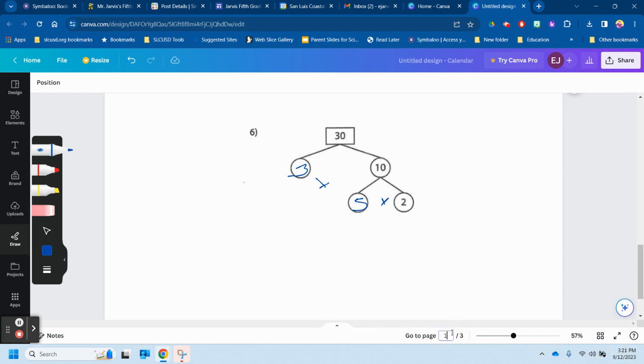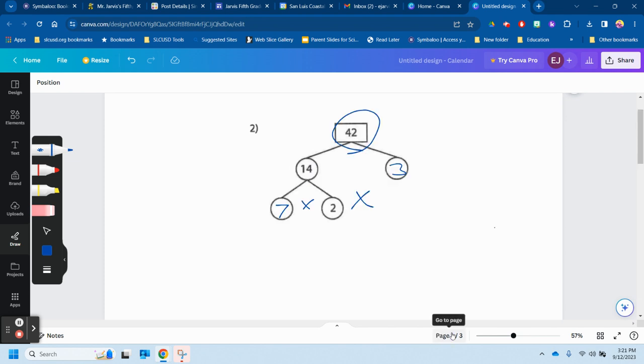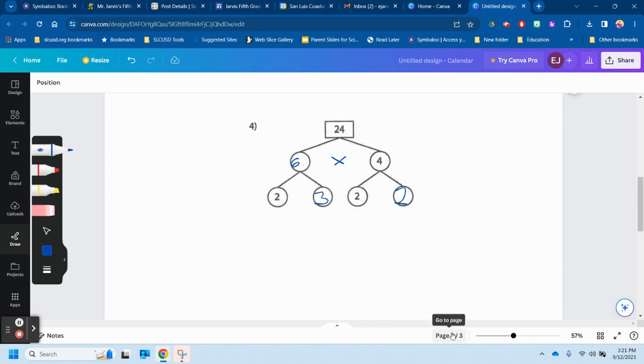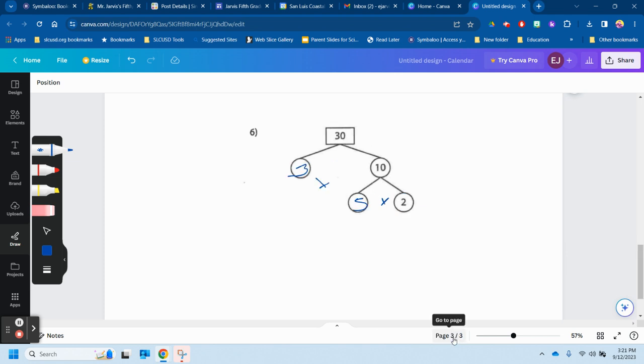So let's just go back in order, and we'll go back to page 1. For 42, it's 7 times 2 times 3. And for number 4, it's 2 times 3 times 2 times 2, and I'll write the times signs in there. And for number 3, it's 3 times 5 times 2.